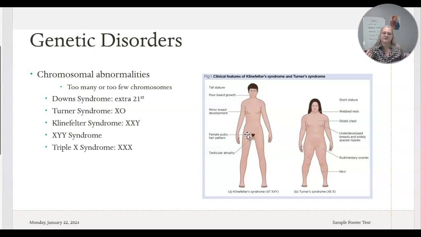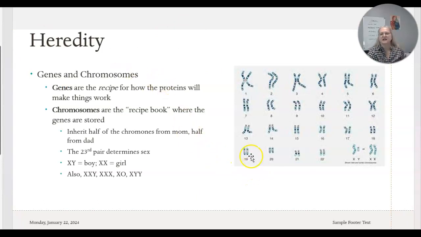And then another genetic disorder that you might be familiar with is Down syndrome. This is when, instead of it being disordered on that last 23rd chromosome, an individual actually has an extra 21 chromosome. Again, this isn't a genetics class, but this would be the 21st chromosome. So you would have three of these instead of just two.